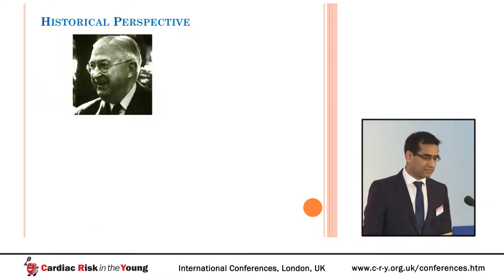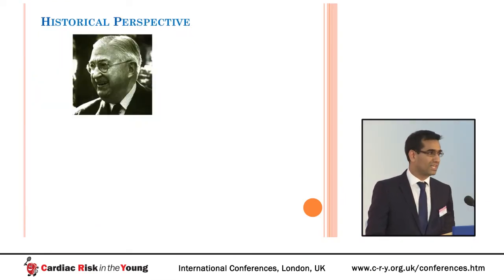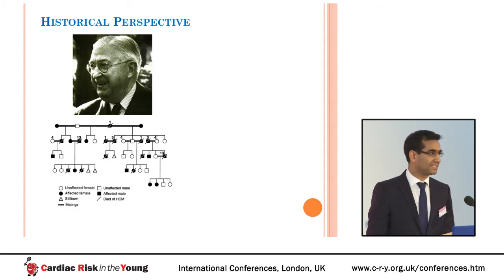Moving on to the 20th century, this British cardiologist, William Evans, gave a talk about hypertrophic cardiomyopathy at the annual BCS conference in 1947. He recognised it as a familial condition and termed it familial cardiomegaly.